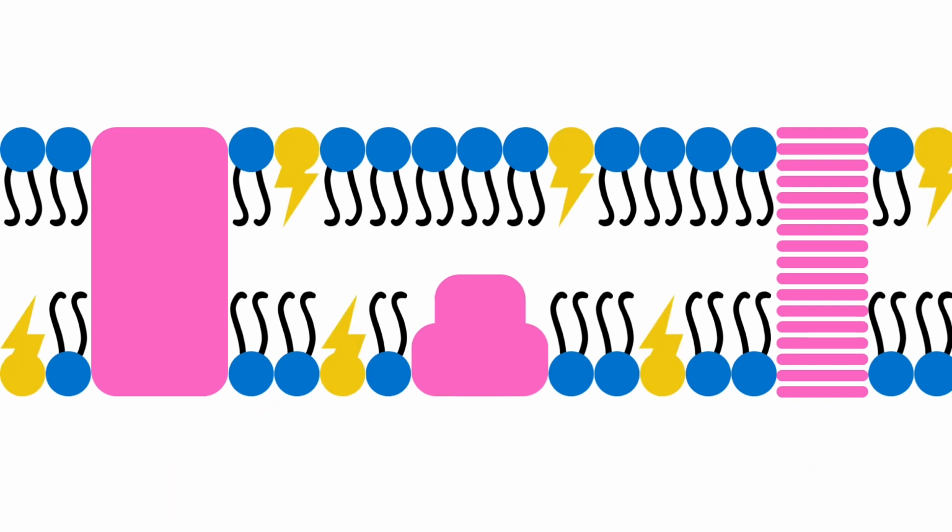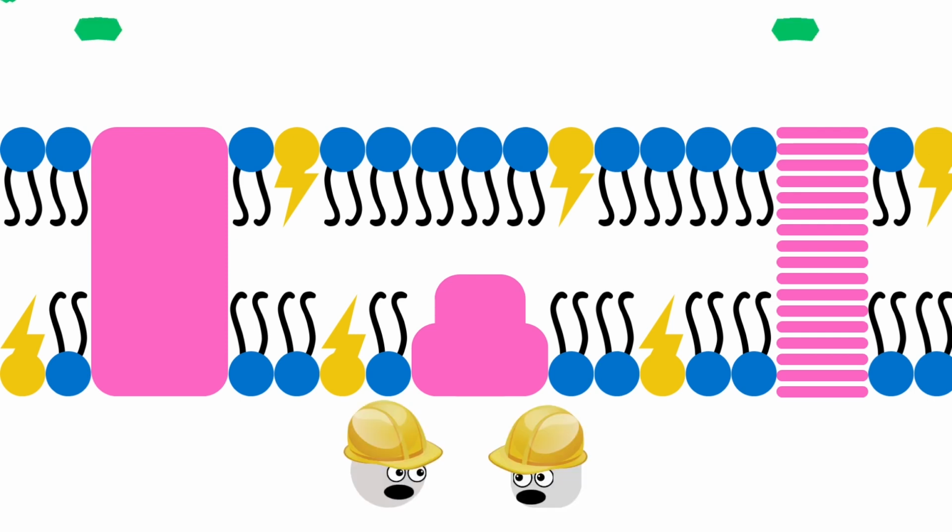Cholesterol is the next step in building the membrane. Cholesterol mainly serves to improve the permeability barrier properties of the phospholipid bilayer.